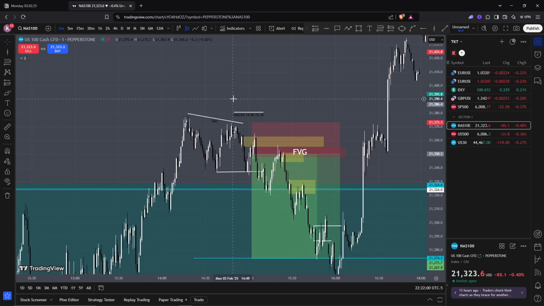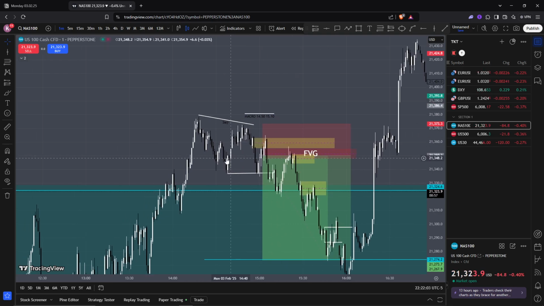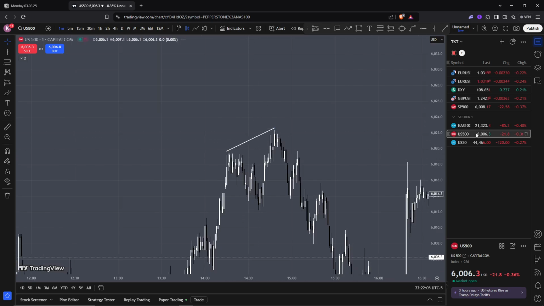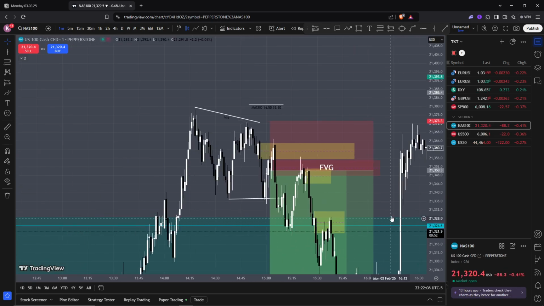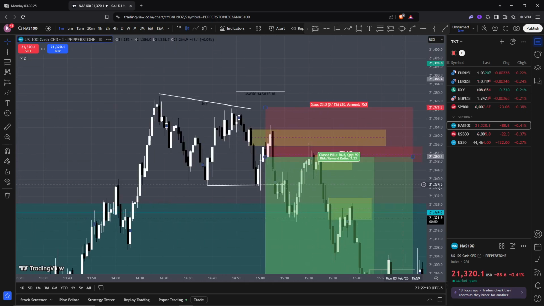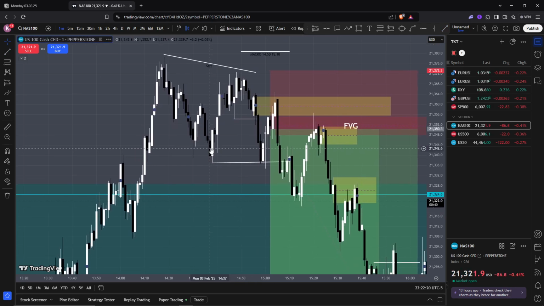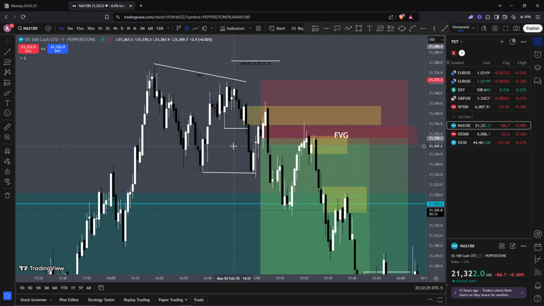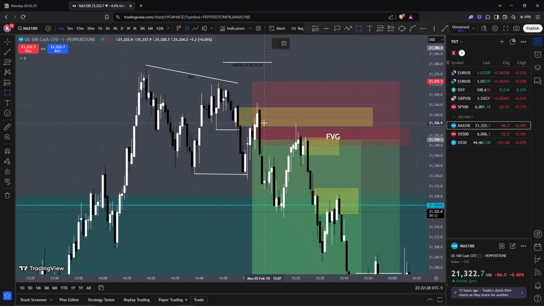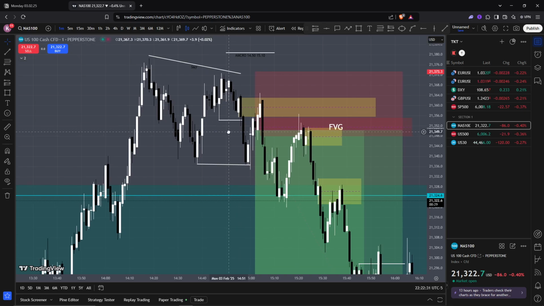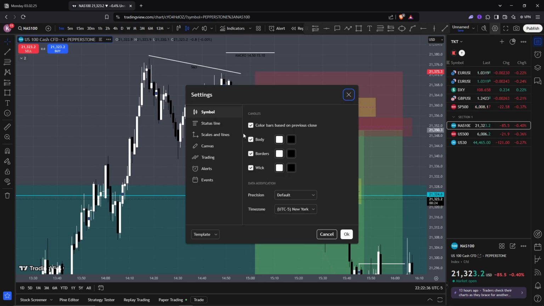So at 14:50, we can see that first of all, we had an SMT divergence with the US 500. That was a big confluence. So knowing that, what happened here is we have two types of traders. We have the one that will take that as a market structure shift, and the other. So me, I took this market structure shift and I waited for the retest. We had the retest of this order block. Then the market went down. Yes, I take the trade based on this order block.